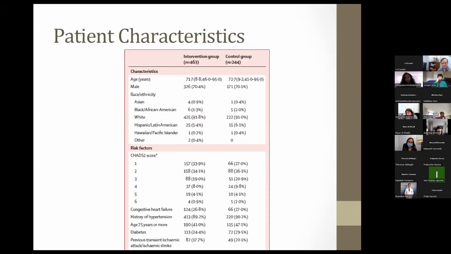Okay, so these are the baseline patient characteristics. I'll just give a minute for everyone to go over this. And I would love to hear any thoughts that might jump out in terms of differences in characteristics.